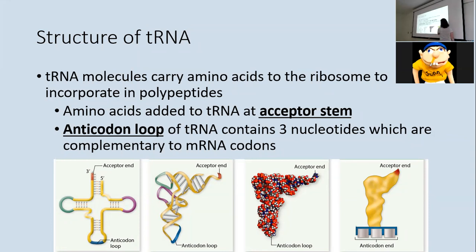So we draw them this way, this weird looking guy. So he's got an acceptor stem for carrying an amino acid that matches the codon. He's carrying the anticodon, right? Because he's got to have the complementary nucleotides for the mRNA here. So tRNA is for transferring amino acids to the ribosome to make a protein.